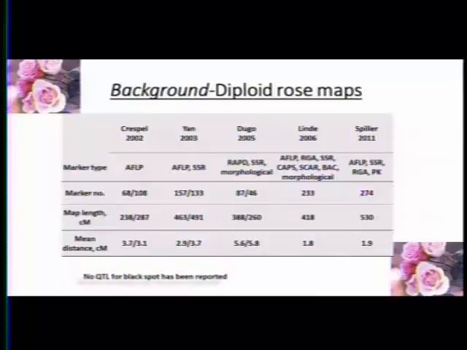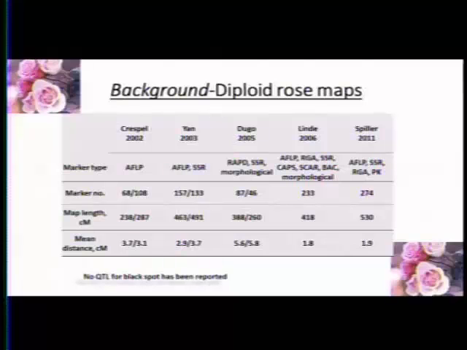In the past several decades, I've summarized some major papers here. People mainly use PCR-based molecular markers to create genetic maps. And some of you may wonder why, for example in this paper, there are two numbers in a map.